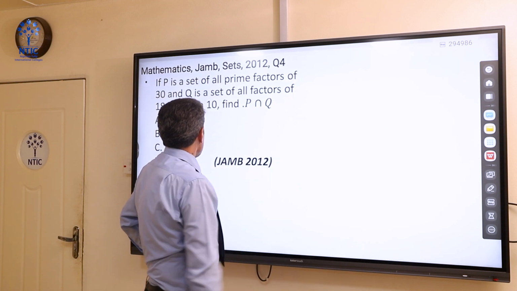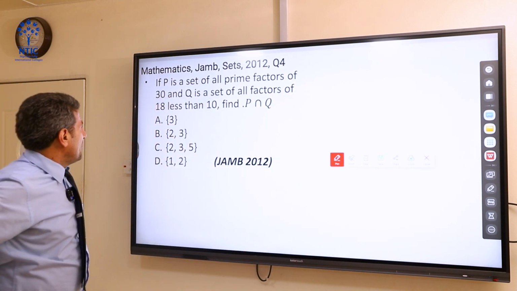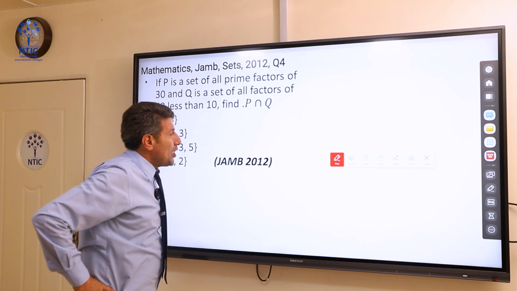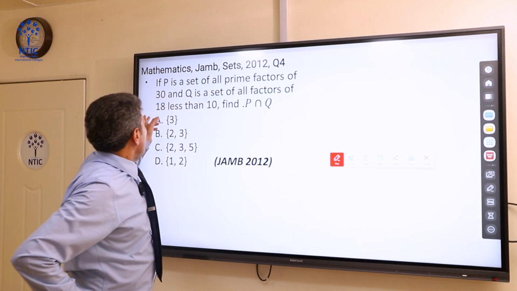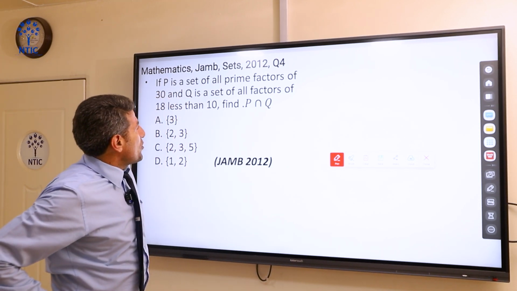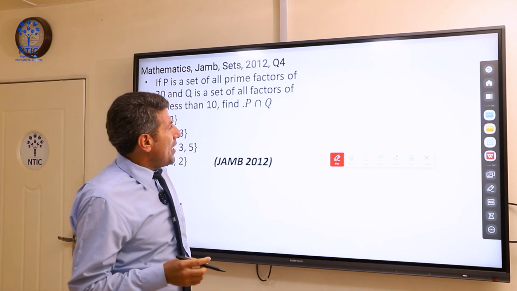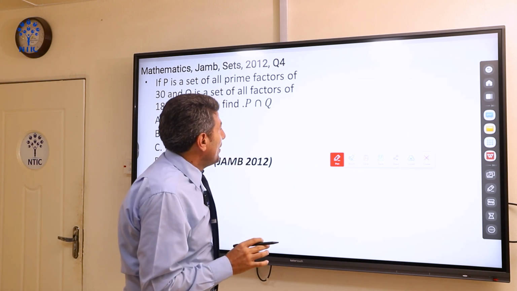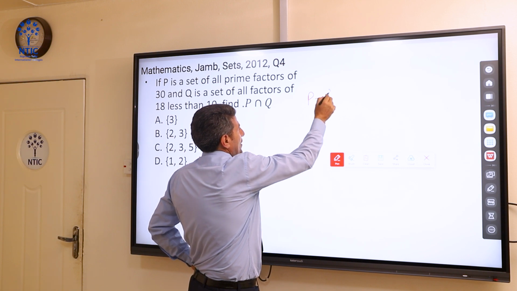So our next question is, again, a word problem. For this kind of question, we have to write our set as a list. Okay, so the set P is all prime factors of 30. If you like, you can write all factors of 30. You know, a factor means a number that can divide 30. Okay, so let's find the prime numbers that can divide 30.